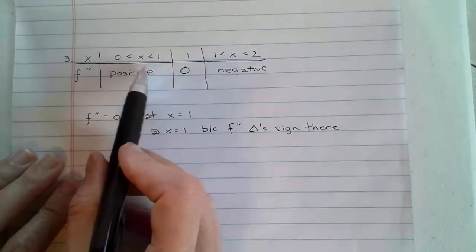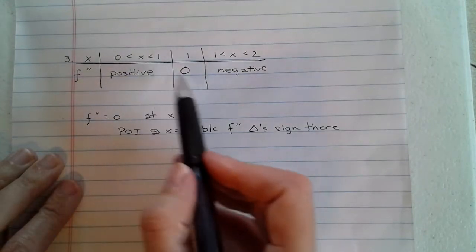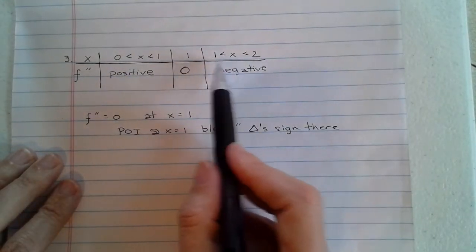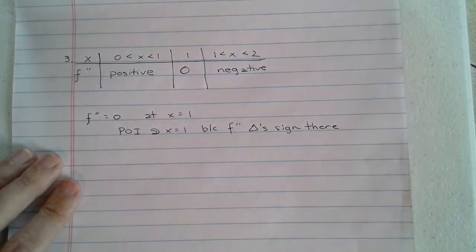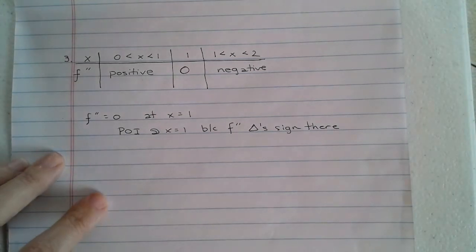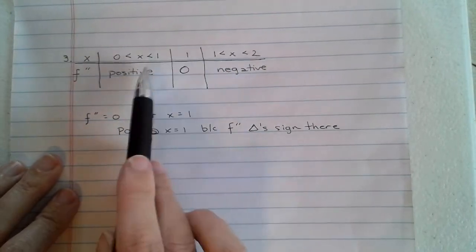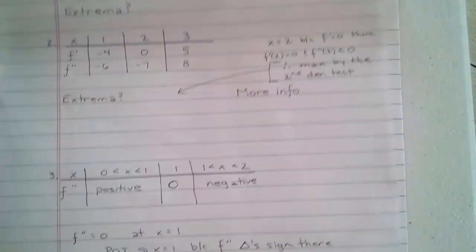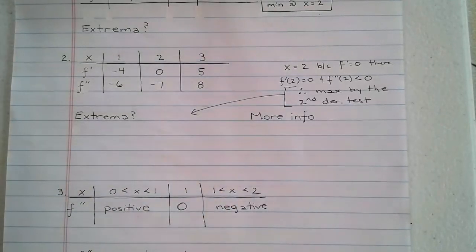Everything less than 1, f double prime is positive, so f is concave up. And then everything immediately after 1, f double prime is negative, so f goes to concave down. So we are changing from concave up to concave down. And that is a point of inflection. So be careful. The graphs with the less than or equal to inequalities there usually work out a little nicer. These, remember how much space there is between numbers.